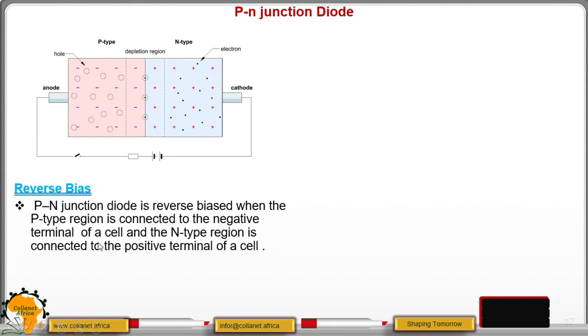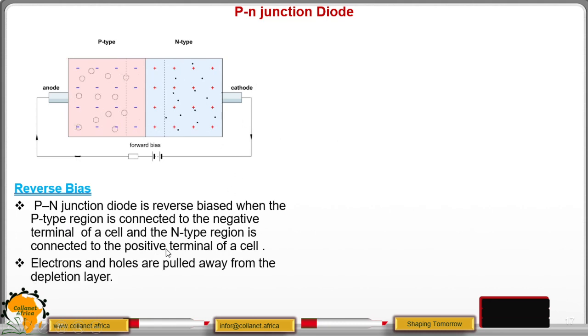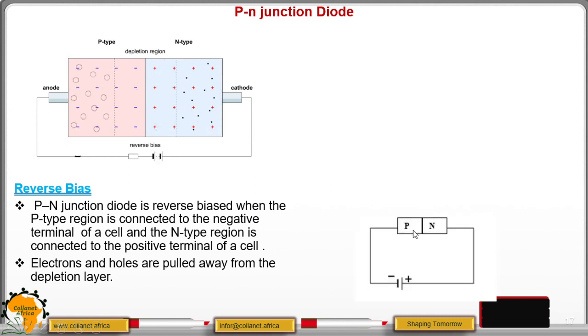In reverse bias, a Pn junction is said to be reverse biased when the p-type region is connected to the negative terminal and the n-type region is connected to the positive terminal of the cell. So the P is connected to the negative, the N is connected to the positive. It implies that the cathode will be connected to the positive and the anode will be connected to the negative. That is when we have the reverse biasing, as shown in this diagram.